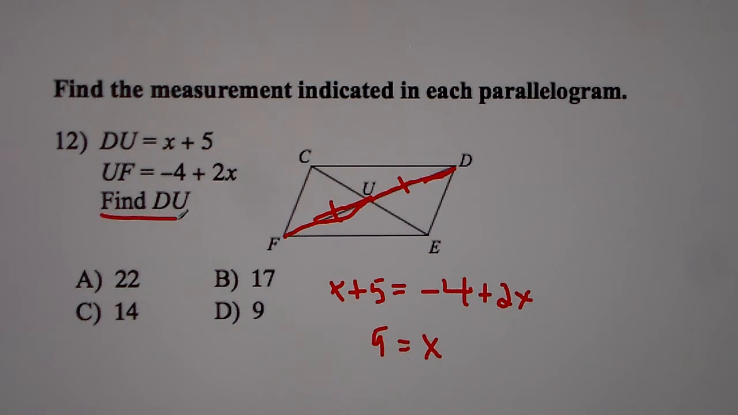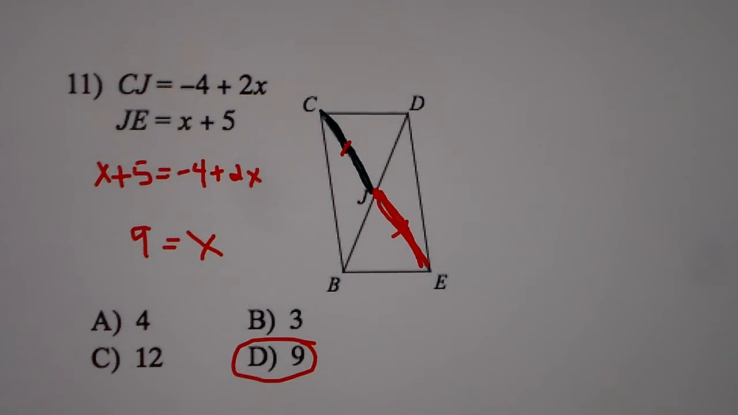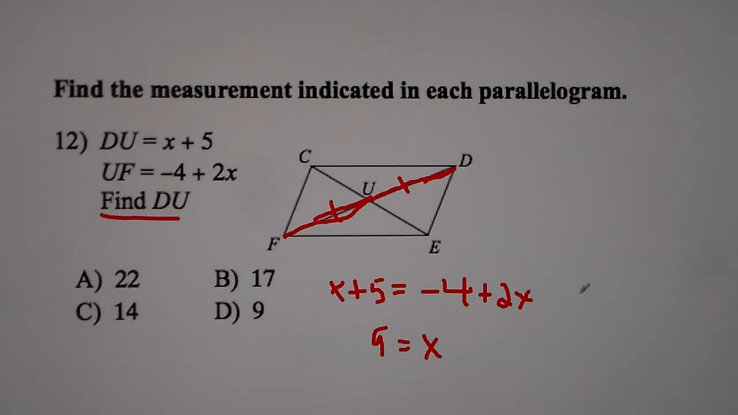Oh wait, there's more. We got to find DU. So, unlike this one, we have to find DU, not just the value of x. So you got to be careful. Make sure you read the directions of what you need to find. We actually got to plug 9 back in for x. So DU's up top. So we got to plug 9 back in. 9 plus 5 gets you 14.